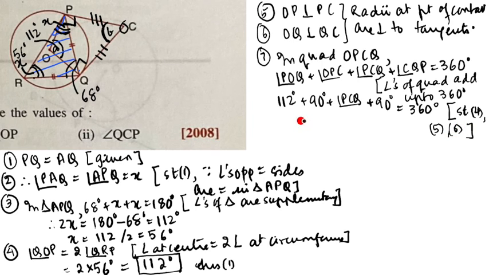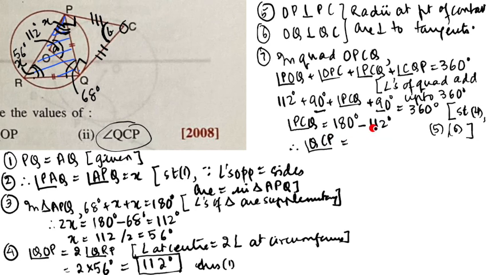So we will have angle PCQ will be equal to this 90 and this 90 gives you 180, which goes that side. So it will be 180 degrees minus this 112. So therefore they have given you QCP. So we'll write as angle QCP is equal to 68, and that is our answer 2.